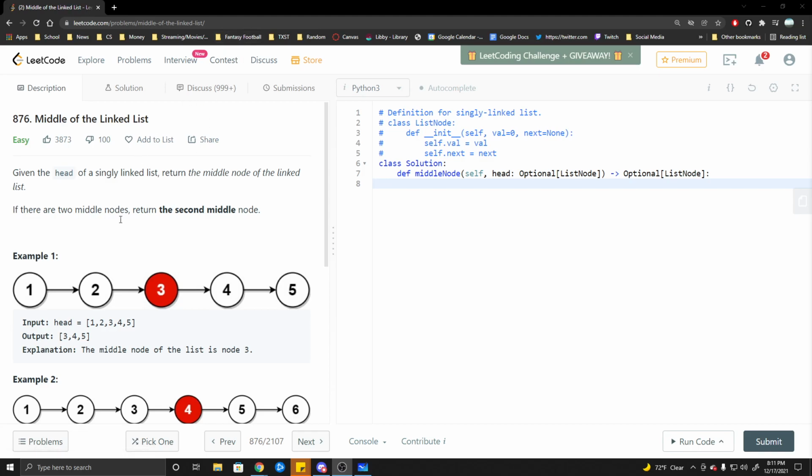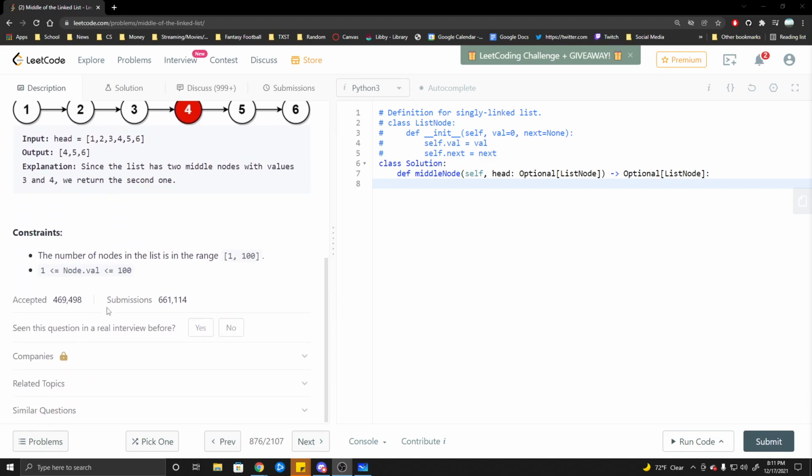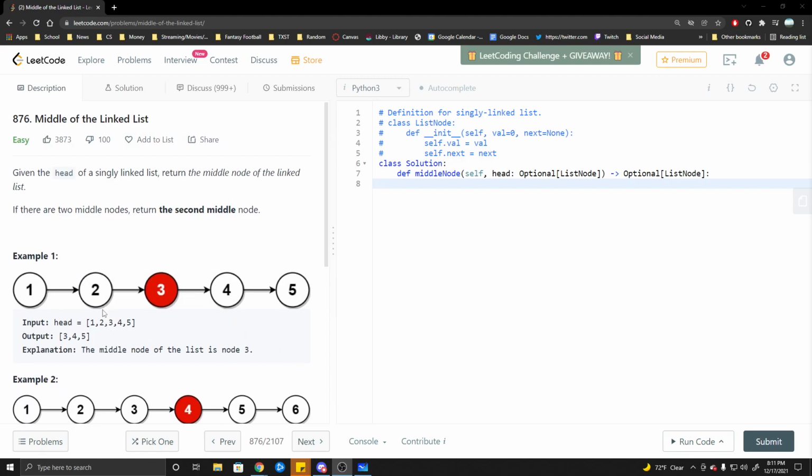Right now, there's a strategy that we can use, and I feel like that's the kind of thing you have to know to solve this problem. You automatically need to know the strategy. It's called the two-pointer strategy, and we can use it to find the middle of the linked list.